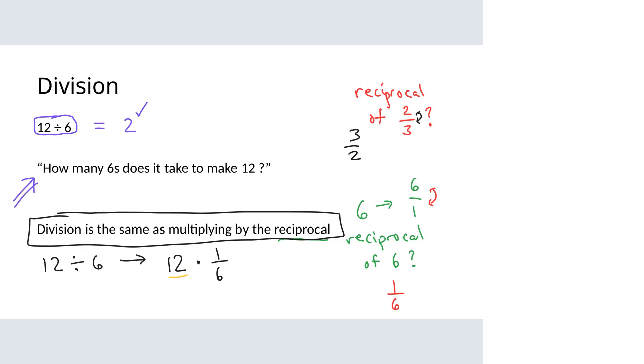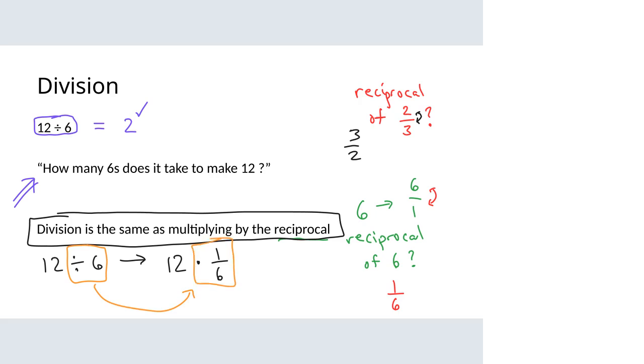Oh, okay. Very important. All right. So division by 6 is the same as multiplying by the reciprocal of 6. We do not want to take the reciprocal of that first number. We only want to take the reciprocal of the second number. So dividing by 6 is the same as multiplying by the reciprocal of 6.